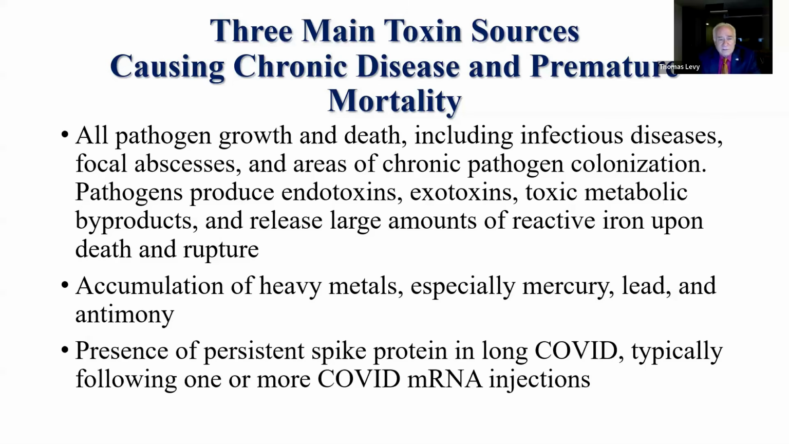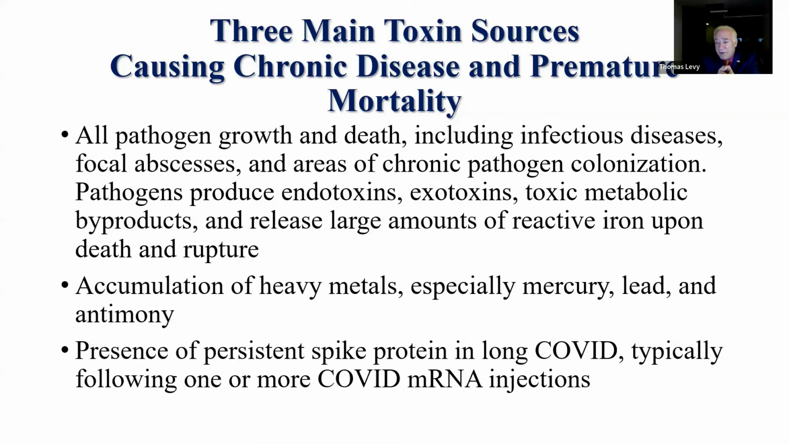So number one is pathogens. All pathogens, either an abscess, colonization, or an infectious disease, all produce toxins, endotoxins, exotoxins. They all produce toxic metabolic byproducts. And very significantly, they all release very large amounts of reactive iron. Okay. Reactive iron is one of the most, if not the most, potent pro-oxidant substances in your body. So you never want more iron in your body than you need to make enough blood.